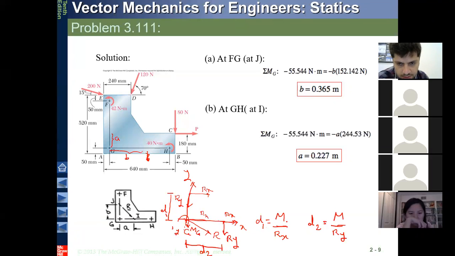So this is actually M_G. So this would be the equivalent force couple system. So you have derived R of x and R of y, and we can easily derive D1 and D2. Is that clear? Okay.